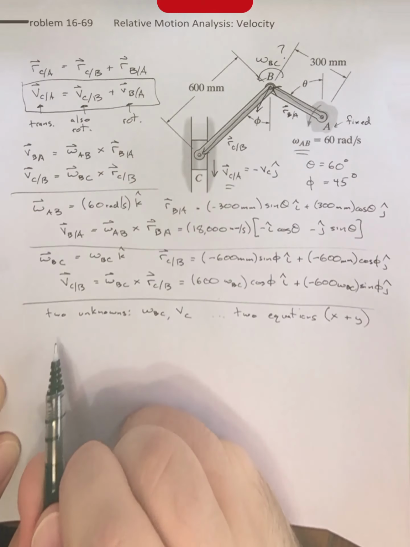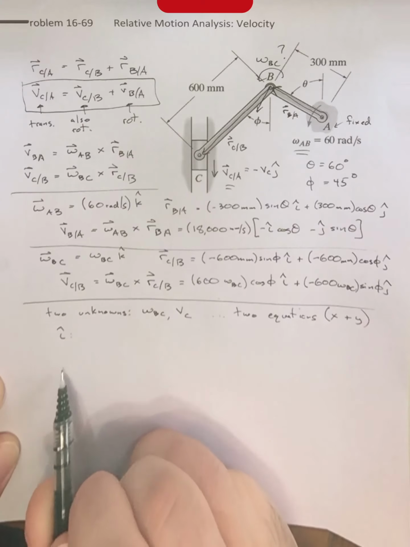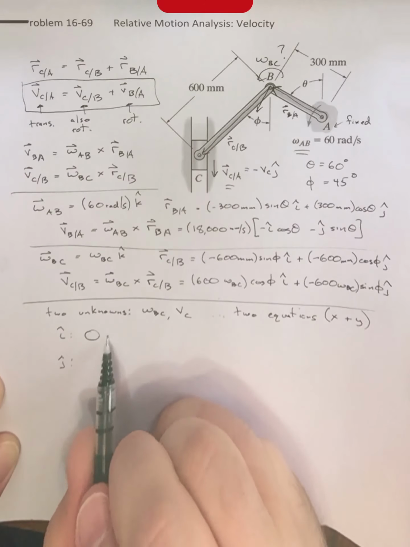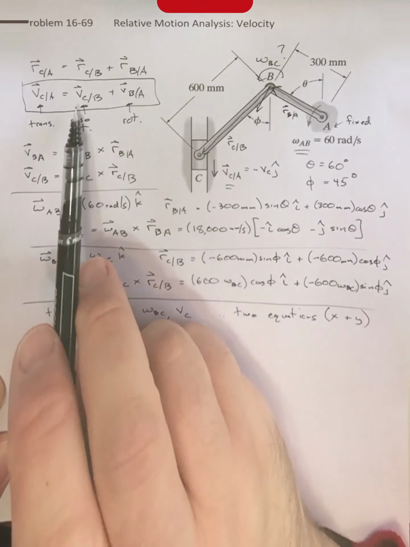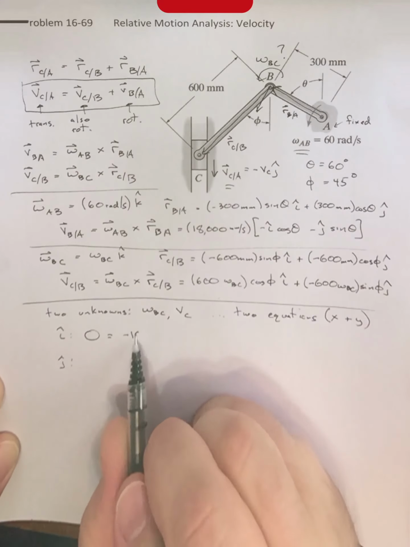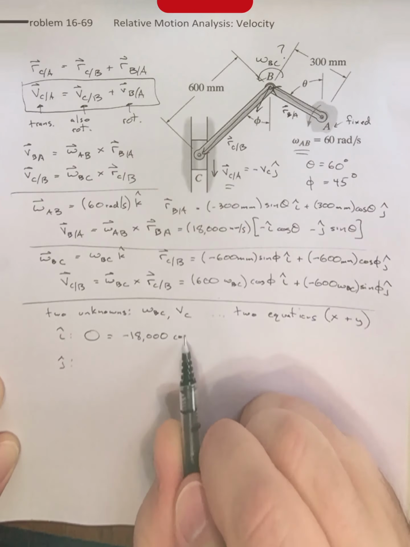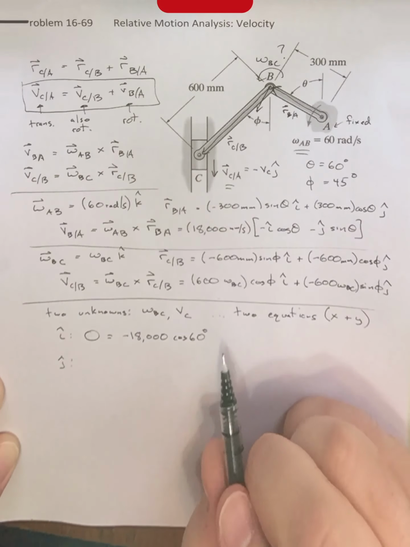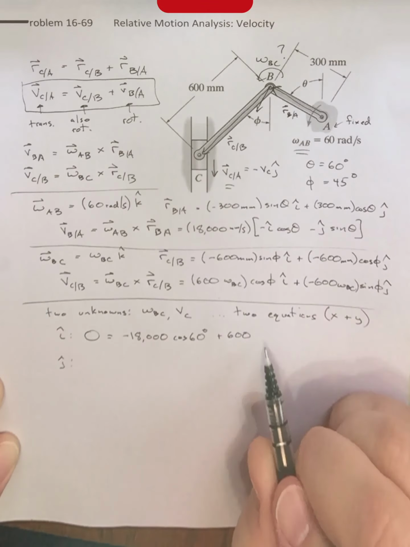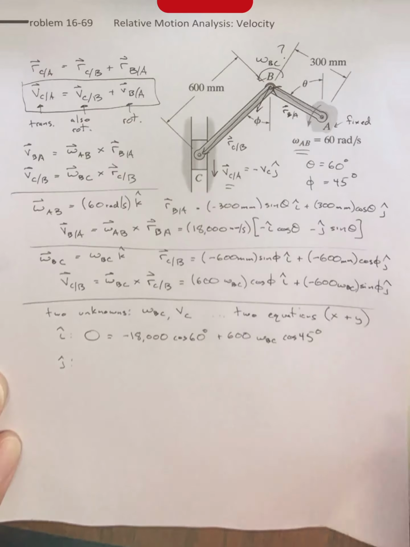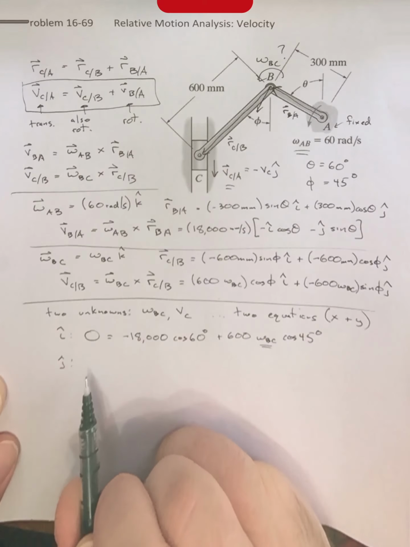So then putting together our equations in both the i hat and j hat directions, in i hat, our v_C/A has 0 component, so that's 0. For the other side, we take our i components of each of these terms. So this i component gives me negative 18,000 cosine of theta, and I'm going to go ahead and plug in 60 degrees, and then take the i component here, plus 600 omega_BC times cosine of 45, plug in that angle. Notice immediately that's going to give us enough information to solve for omega_BC. We'll come to that later. Let's write down our second one.